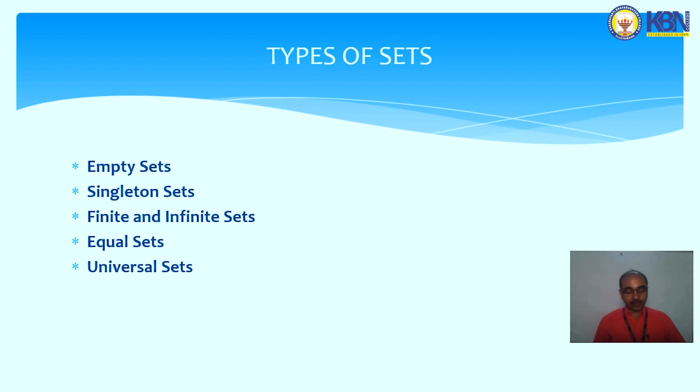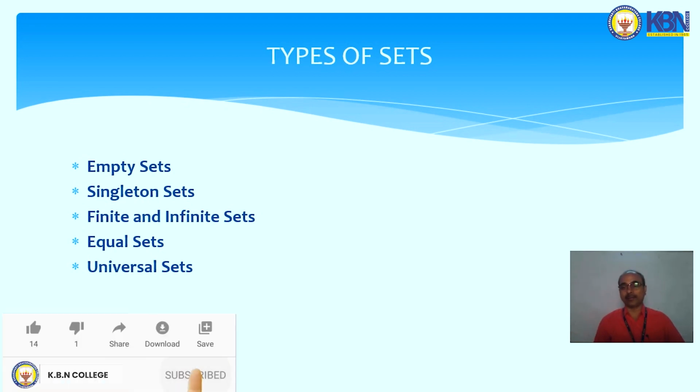Next one, universal set. A set that contains all the elements of the given sets. For example, there may be 2 sets, 3, 4, 5. If each and every element is in a particular set, it is called a universal set. It is generally denoted with the capital letter U.